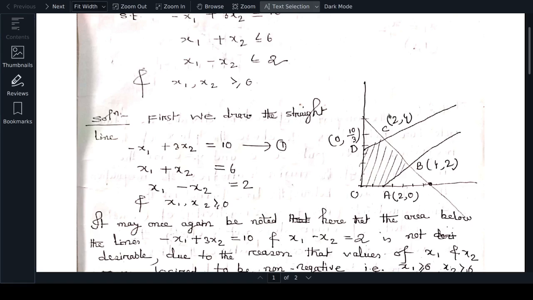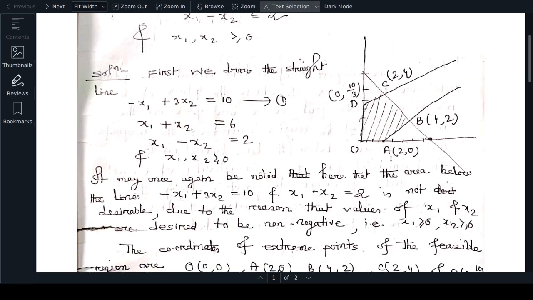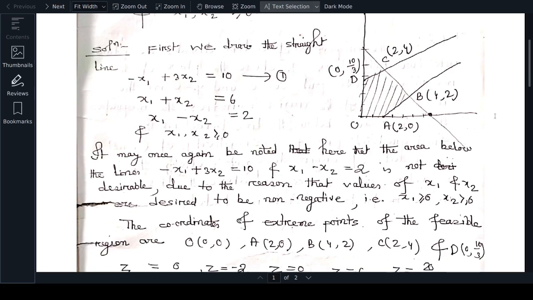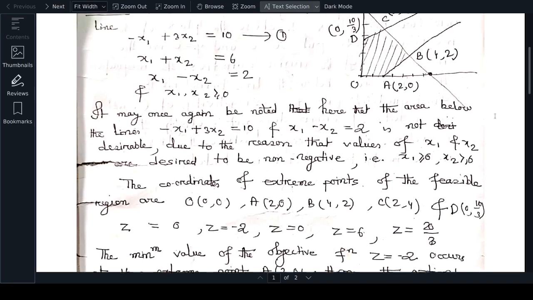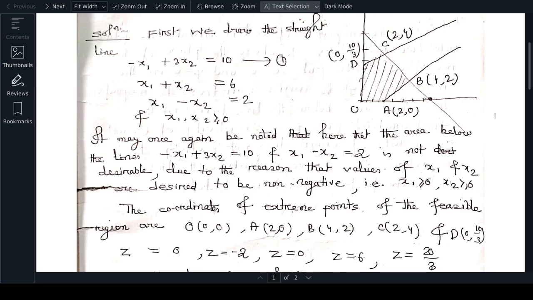At 2, 0, when you substitute, minus 2 plus 2 into 0, so minus 2. The Z value is minus 2. For B, 4, 2, this will be minus 4 plus 4, so the Z value is 0. Then at point C, 2, 4, we get the value 6, and at point D we get 20 by 3, which is 6 point something.